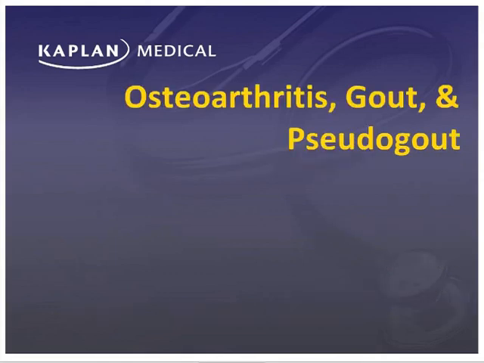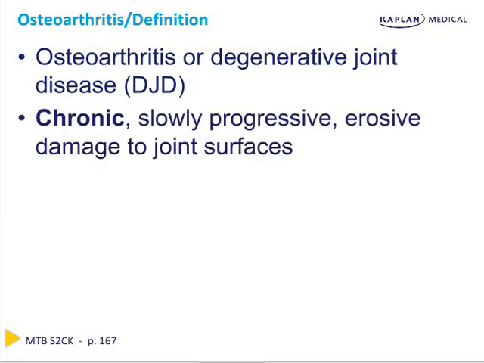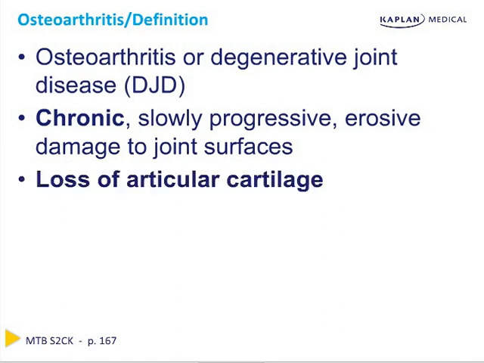We're going to begin with osteoarthritis, a condition that affects millions of Americans. Osteoarthritis, or degenerative joint disease, is a chronic, slowly progressive, erosive damage to joint surfaces. This loss of articular cartilage causes increasing pain with minimal or absent inflammation.